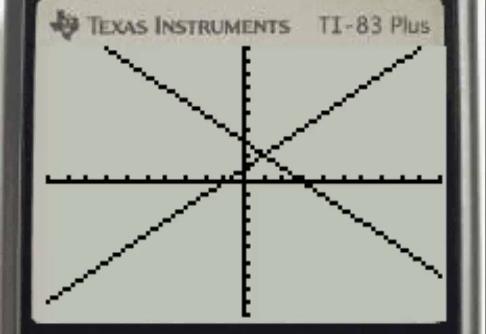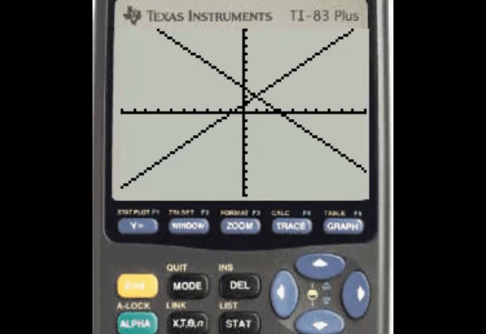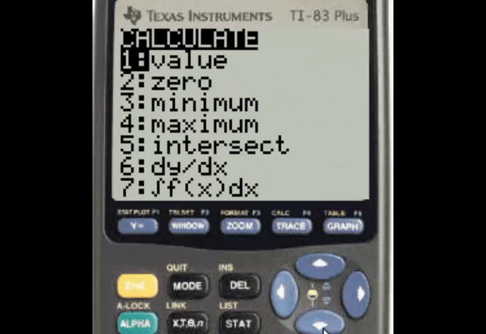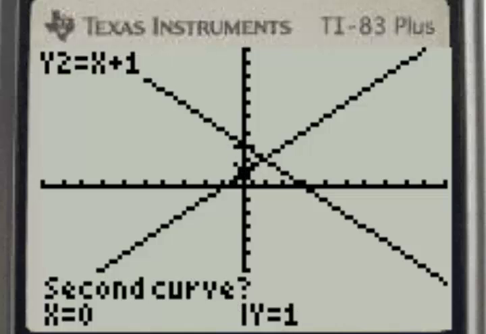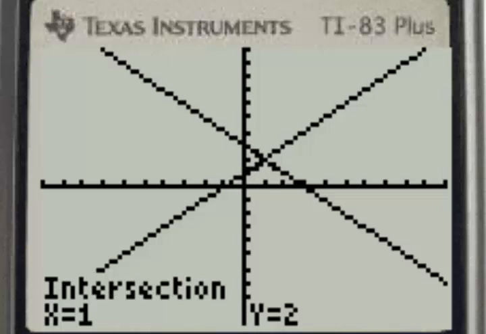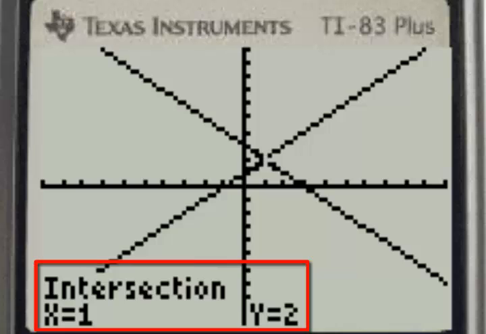Now, obviously, they come together there. Now, you can sort of estimate it a little bit. You can zoom in if you want. You can kind of count those tick marks. But you're going to want to be as accurate as you can. So if you go up to calculate, hit second, the yellow button, and trace. You go to calculate. You'll see a bunch of different options there. Go down to the fifth option, the intersect option. Hit enter. Hit enter again 3 more times. And it will give you the solution towards the bottom of the screen there. It says intersection x equals 1, y equals 2.